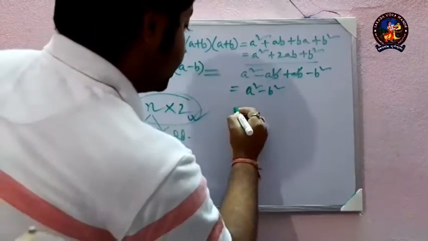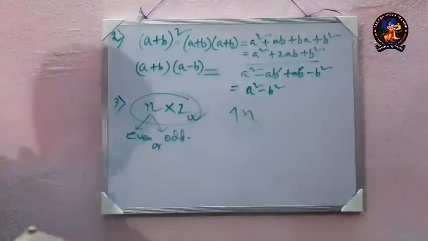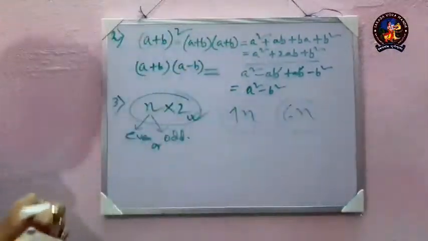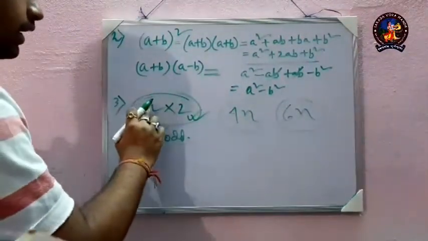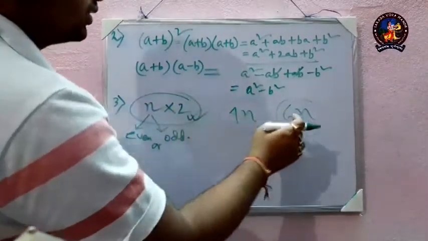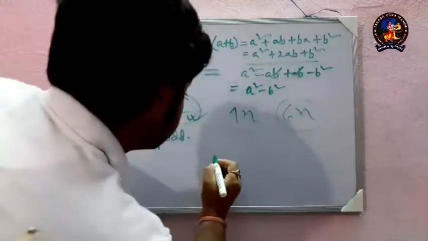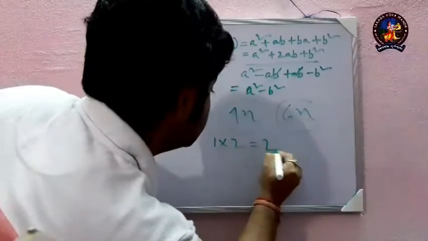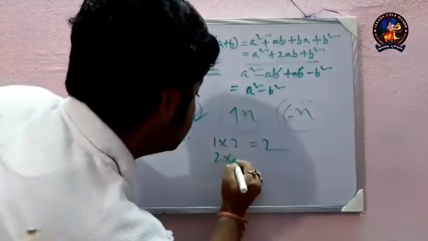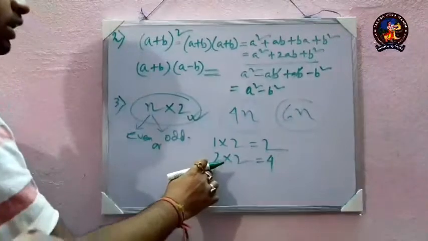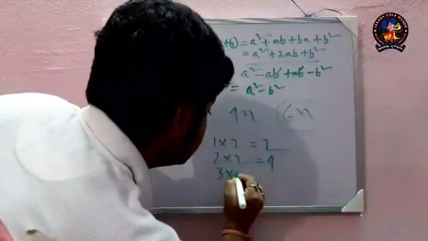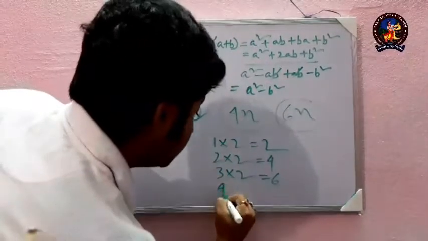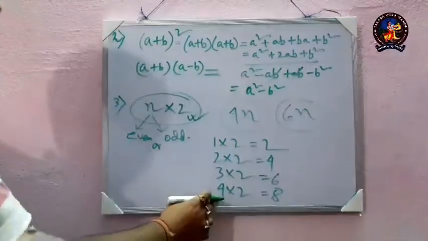If you consider 4n, that will also be an even number. If we consider 6n, that will be an even number. Why? Because every time I am multiplying n with the even numbers 2, 4, 6. Let us take an example. 1 into 2 is 2. 1 is an odd number. 2 into 2 is 4. 2 is an even number. 3 into 2 is 6. 3 is an odd number. 4 into 2 is 8. 4 is an even number.